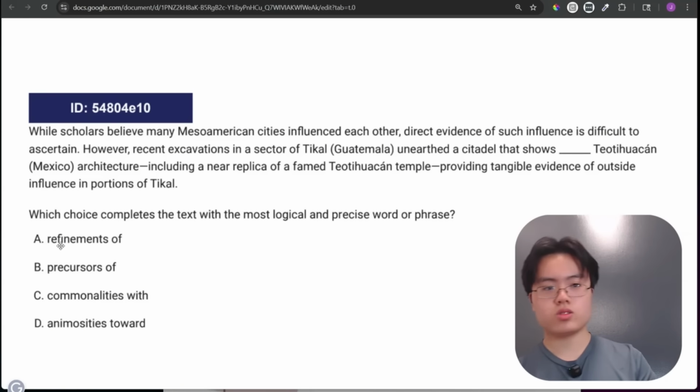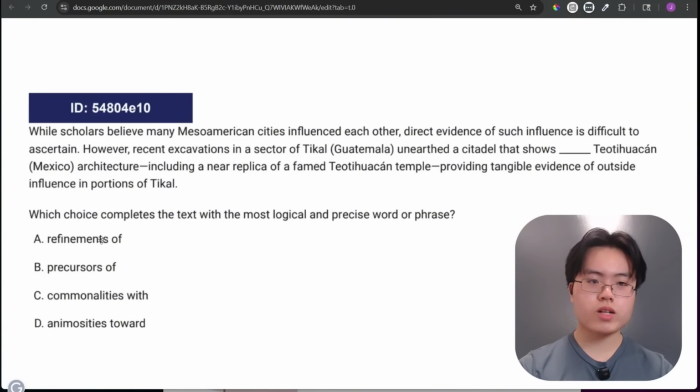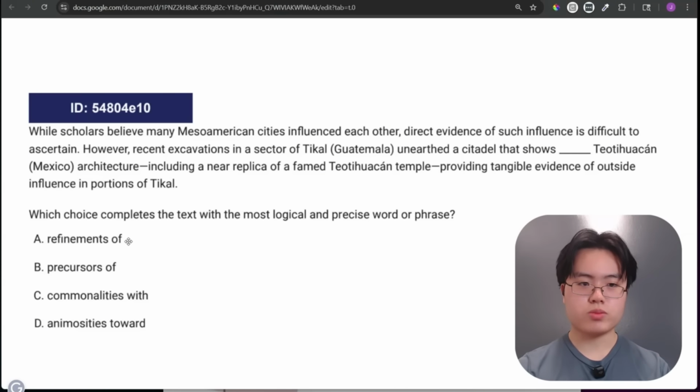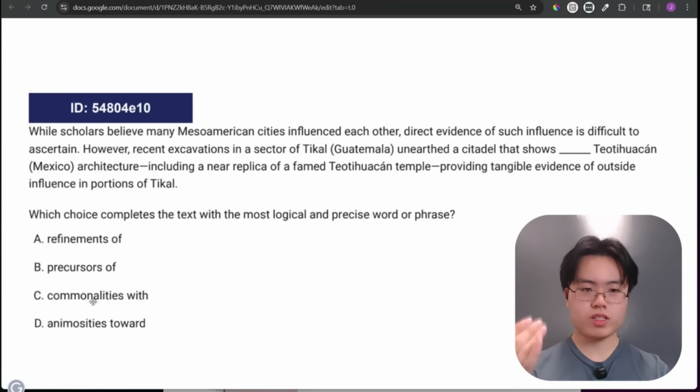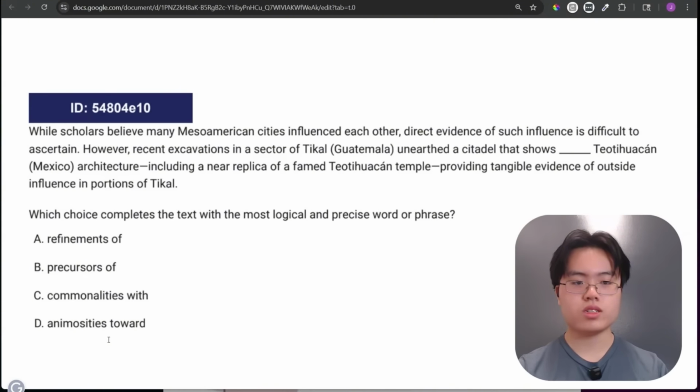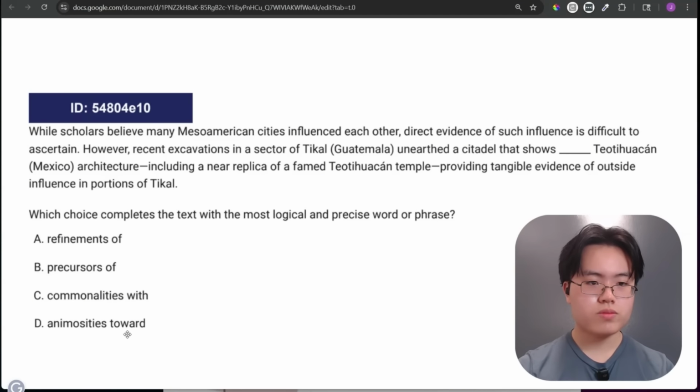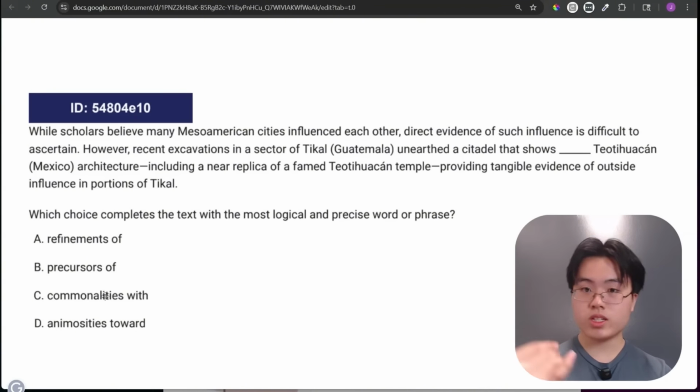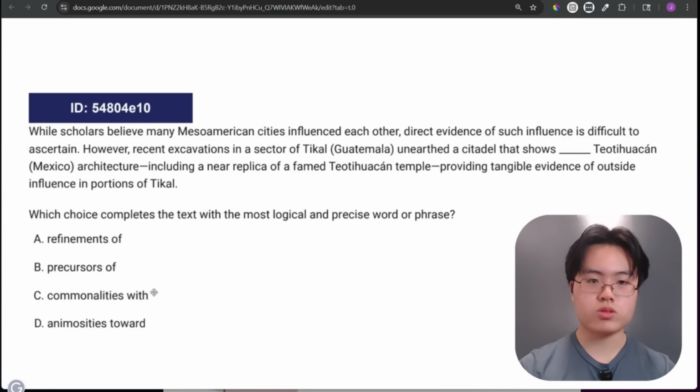Okay, so we look at the answer choices. Refinements of, I don't think that fits. Precursors of, I think pre is like something that happens before, but that's definitely not a synonym to copycat. Commonalities with, yeah, that's obviously C. Commonalities, obviously copycats, that fits perfectly. And animosities, I think that's negatives towards. Okay, but you can see that's pretty obvious. This makes it extremely obvious what the answer is for sure.